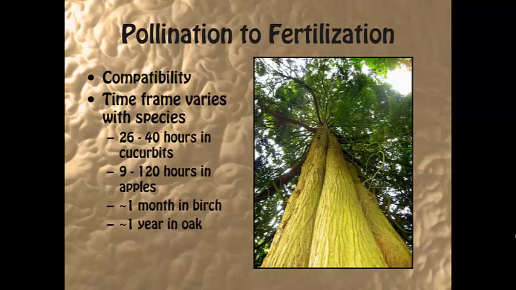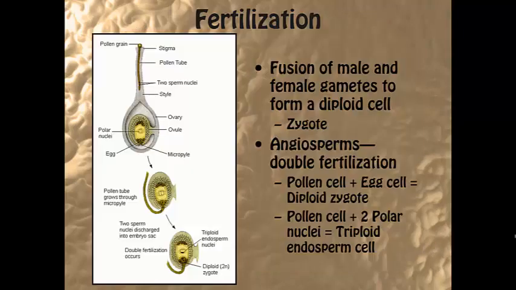For a lot of our larger woody plants, it can take even longer. So for birch, it takes a month. For an oak, it takes a year. That means that pollen released by oaks this spring will land on the female oak flower, and then it will take a whole year for that pollen to travel down the style into the ovary to fertilize the egg cells in the ovules. So the acorns that you see in the fall, those are the result of over a year's worth of process.